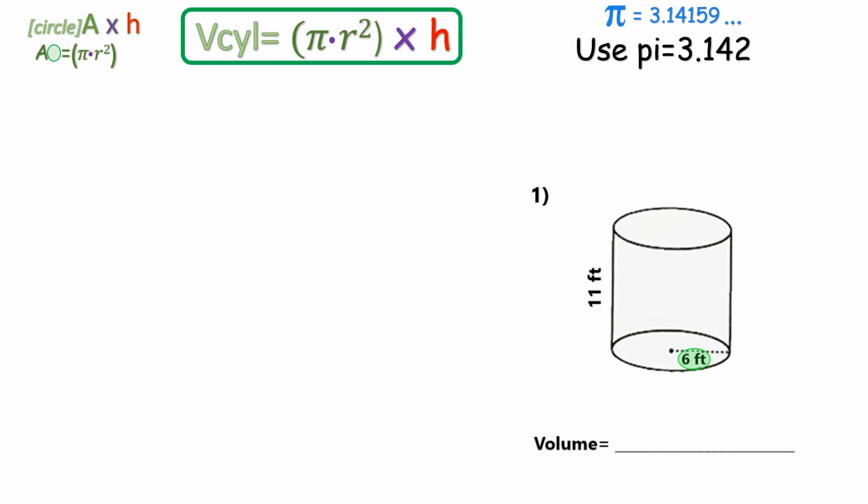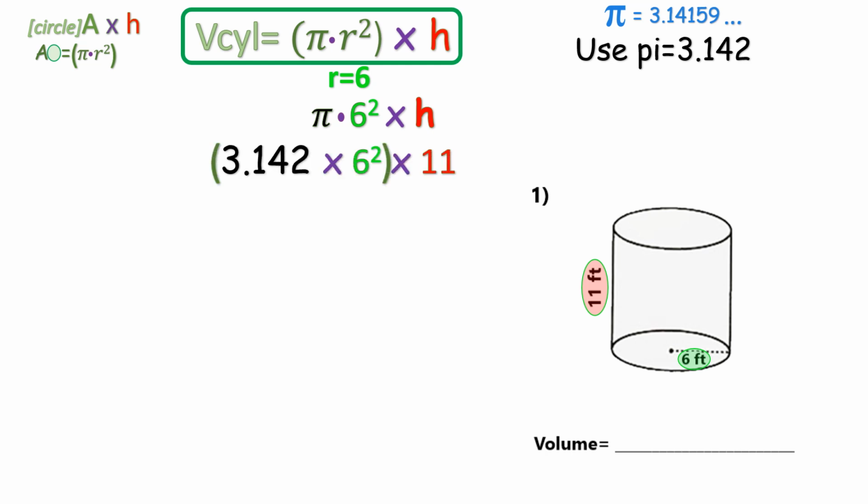Now I'm going to plug in the information that I know. I have my radius that's given, so I know that r is equal to 6. But it's squared, and once again, that's not multiplying it by 2, that is multiplying 6 by 6. So when I plug that into my equation, I'm also going to look at the height, and that is 11. So now I plug everything in that I know. I'm using 3.142 for pi. I know that my radius is 6, so I'm multiplying that by r squared, which is 6 squared, and then I'm going to multiply it by my height.